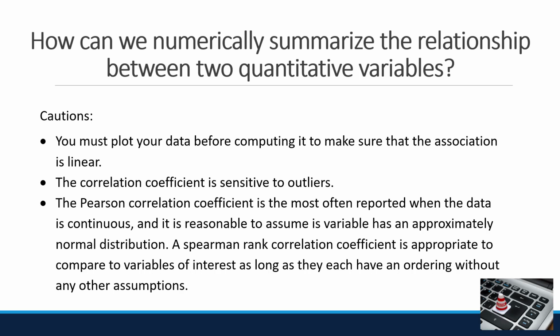The Pearson correlation coefficient is the most often reported when data is continuous, and it is reasonable to assume that the variable has a normal distribution. However, if one of the variables is not continuous or does not come from an approximately normal distribution, the Pearson's correlation coefficient may not be appropriate. A Spearman-Ranks correlation coefficient is appropriate to compare the variables of interest as long as they each have an ordering without any other assumptions.